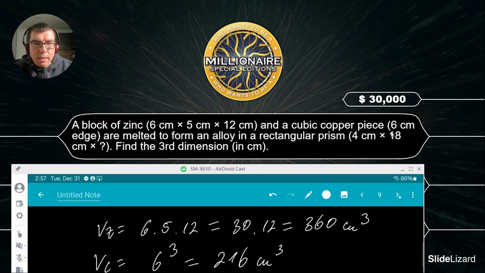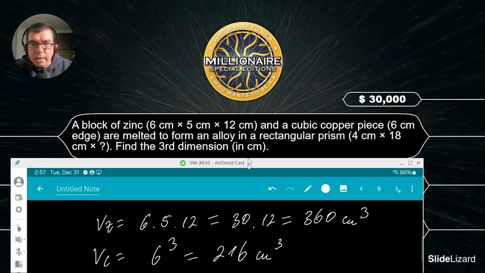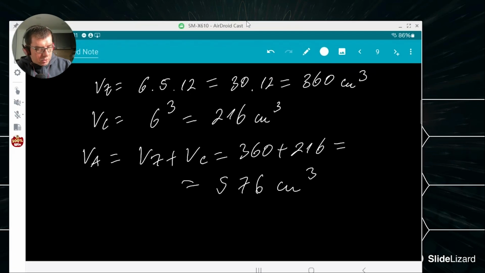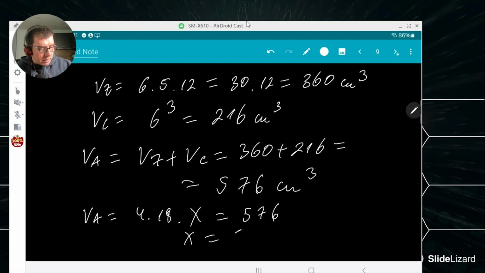And then this will equal the product of the three dimensions of the rectangular prism. So 4 times 18 times, let's say, x. So V_A equals 4 times 18 times x equals 576. So x will be 576 over 4 times 18.